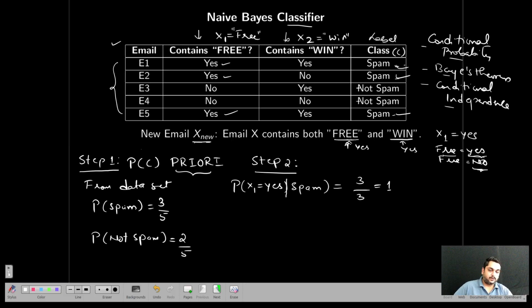So this is 1. Similarly, probability of x2 is equal to yes. Why yes? Because it also contains the keyword win. That's what they are saying. If they were saying only free, with no win, then I would have taken x2 equal to no. Then calculate for given spam how many are no. That's how I have to calculate. So that gives the conditional probability. Given it is spam, how many of them contain the keyword win? So 1 and then 2. So this is 2 by 3.